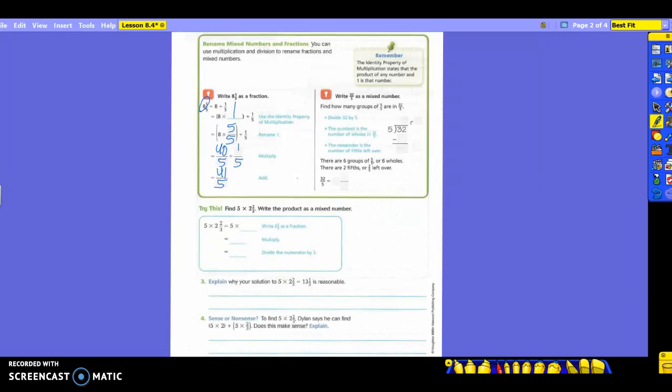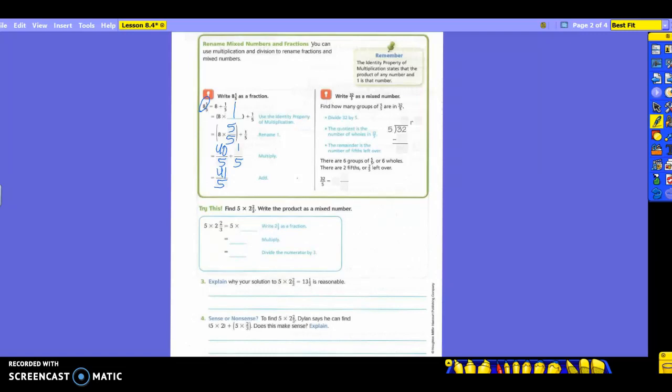5 times 8 is? 40. 40 plus 1? Same thing? See why we give you those little hints? Because this seems like a lot of work in my mind when I can do a couple steps up there and get the same thing, right? But make sure you know these steps in case they ask you to put them there. Okay? Go over to the next one.